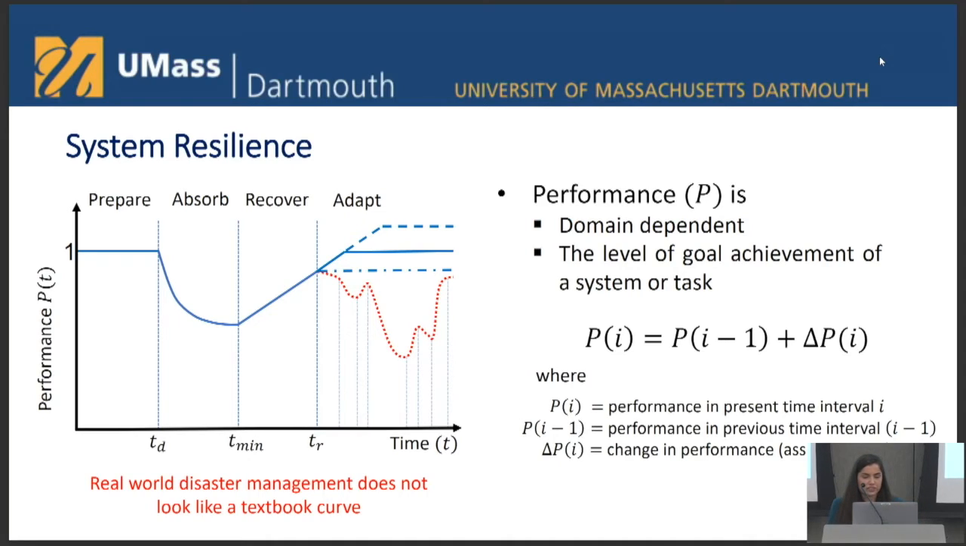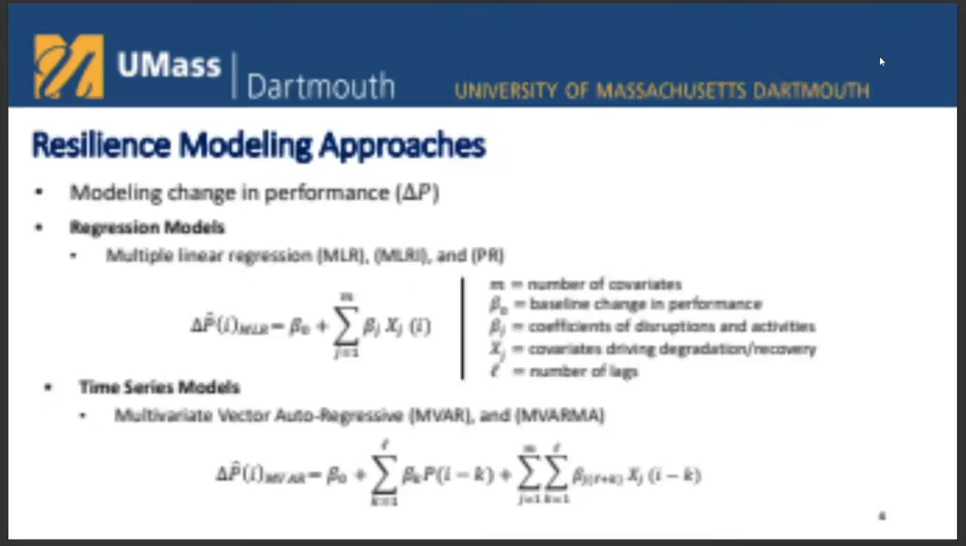So to plot this curve, we are using something that is called the performance, which I'm calling here P of i. So it's the performance of a system at time step i. And the performance is domain dependent. So we need to define what kind of performance we are measuring. And we say that the performance at time step i is equal to the performance of time step i minus 1, the previous step, plus delta P, which is the change in performance. And what I'm actually trying to track during my PhD is this delta P, how it's changing the performance.